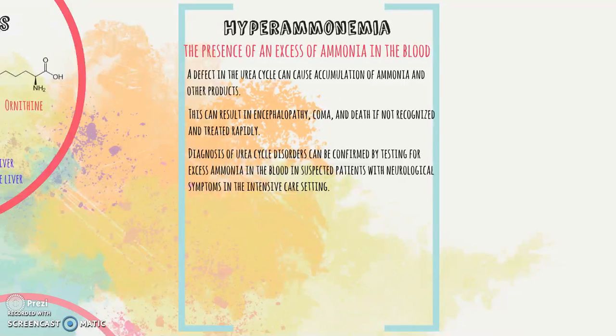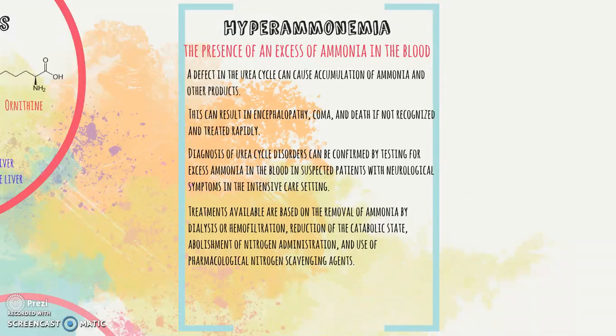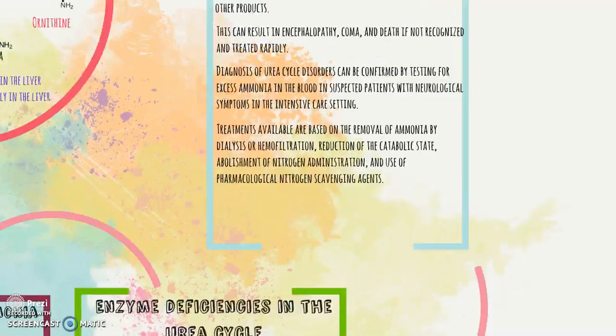Diagnosis of urea cycle disorders can be confirmed by testing for excess ammonia in the blood in suspected patients with neurological symptoms in the intensive care setting. Treatments available are based on the removal of ammonia by dialysis or hemofiltration, reduction of the catabolic state, abolishment of nitrogen administration, and the use of pharmacological nitrogen scavenging agents.